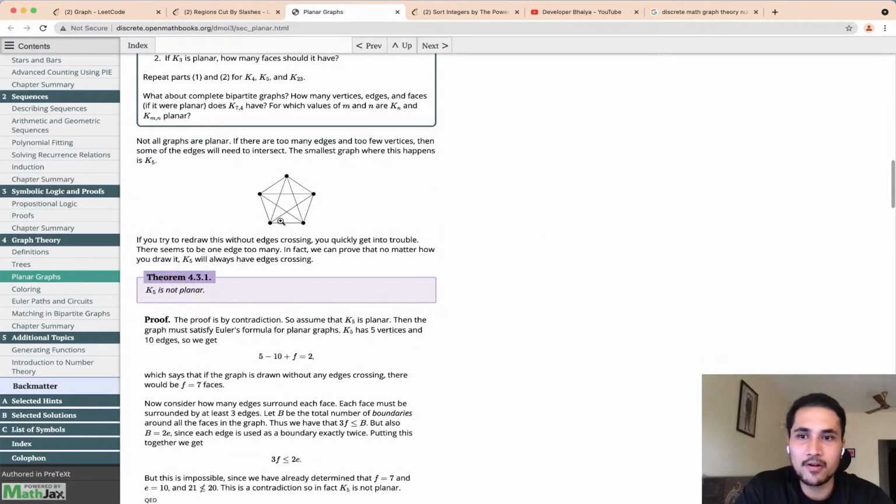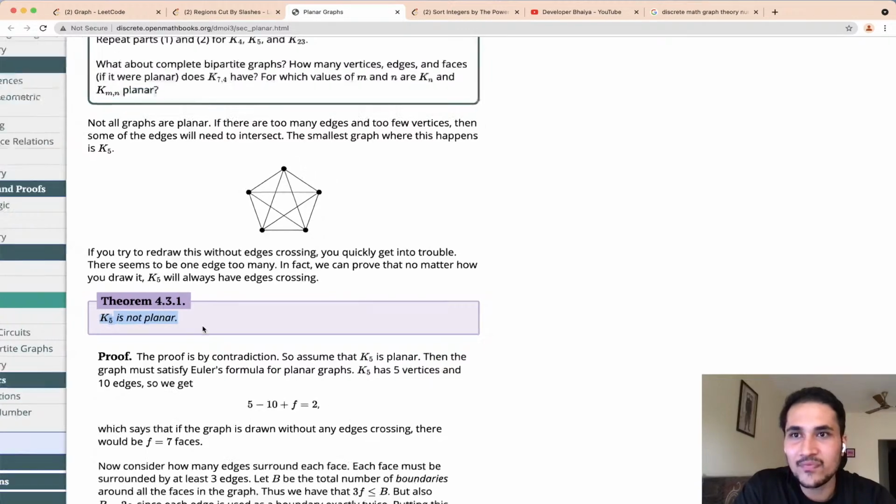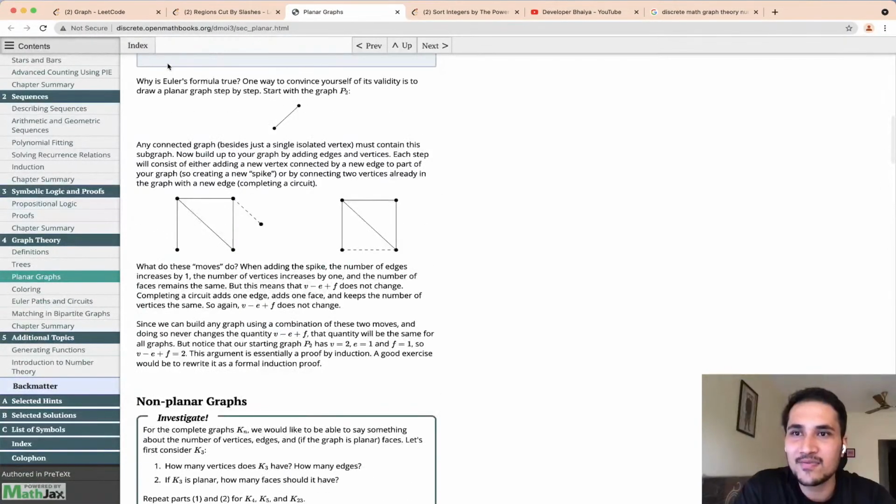Exactly. This is not planar, right? If you can see this one, it's impossible, even if you take this edge from outside and try to draw it, it's still not going to work. There will be at least two edges which are intersecting. So K5 is not planar. I have studied this. This is discrete maths, right? Yeah, this is discrete maths.